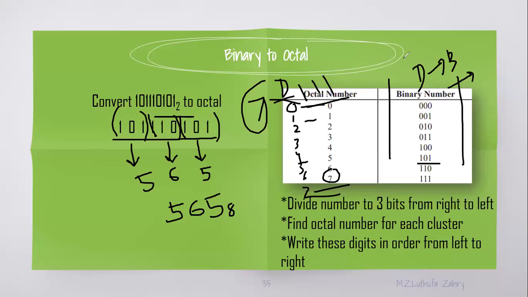Okay. So if you have this table, you can directly find the octal value when it comes to 3-bit clusters. 101 is 5, 110 is 6, and 101 again is 5. So the answer is 565. Clear?